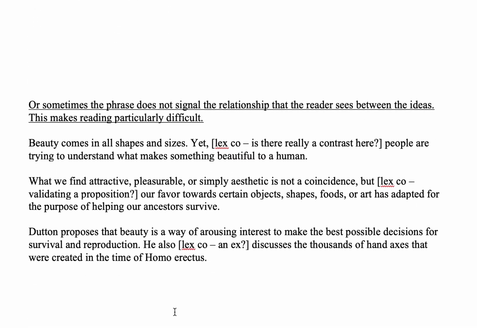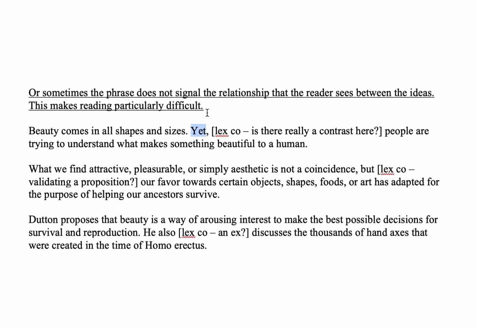What's particularly difficult for readers is when there's a signal word, but it doesn't really signal the relationship that the reader sees. This creates real cognitive dissonance here. Take a look at this one here. Beauty comes in all shapes and sizes, and you can see my note here to the student, and that, look at this next idea. People are trying to understand what makes something beautiful. Is there really a contrast here? I mean, to me, I see a cause-effect thing, right? Because there's so much variety, we want to understand it.